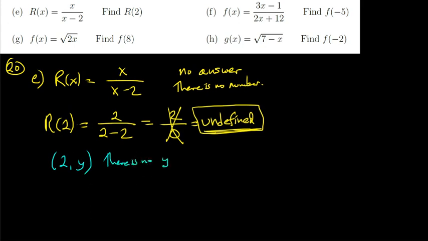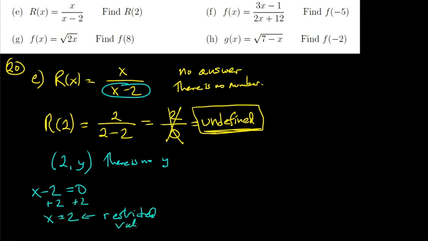And the reason for that is because what's the restricted value? If I take the denominator, x minus 2, set it equal to 0, and I solve for x, I get x equals 2. So 2 is a restricted value, and that means it's not allowed into the function. So the mistake here was plugging in 2 in the first place when it's not allowed. 2 is not in the domain. It is not allowed into the function, because it is a restricted value.